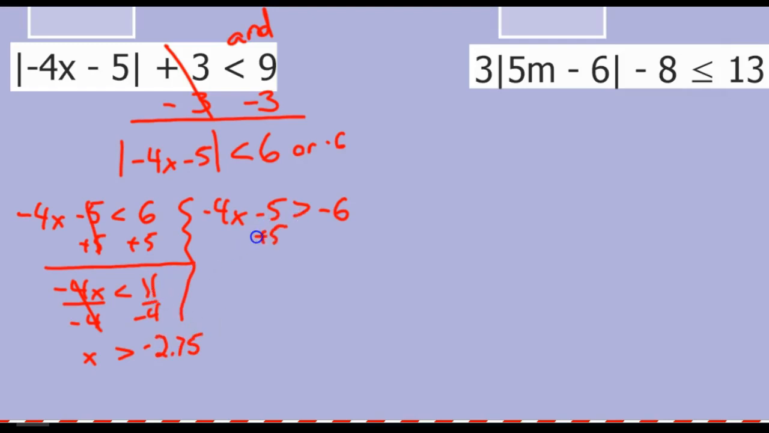Here we're adding 5 again. So we get -4x is greater than -1. Divide by negative 4 and flip the sign. So we have x is now less than a positive 0.25.